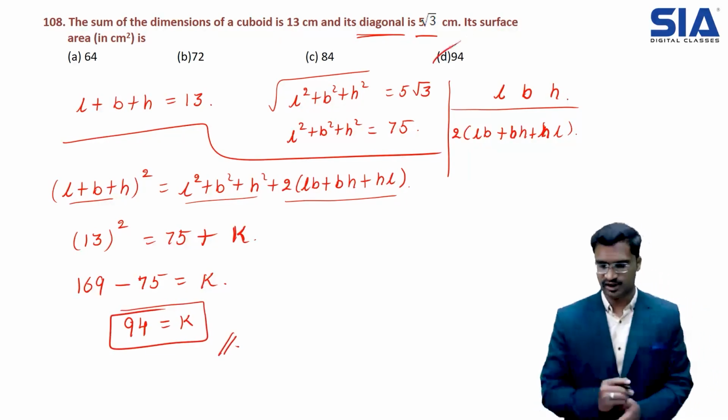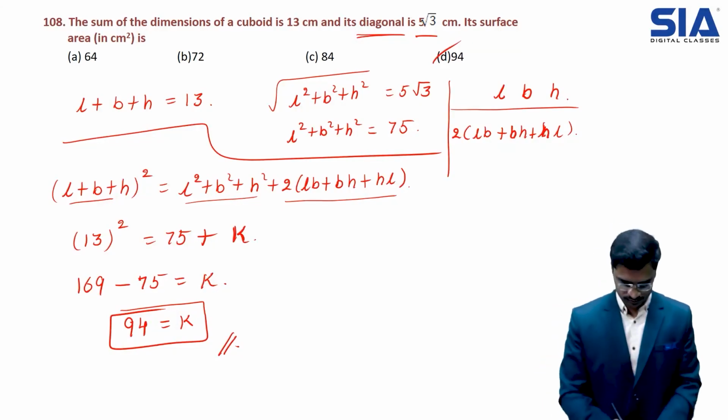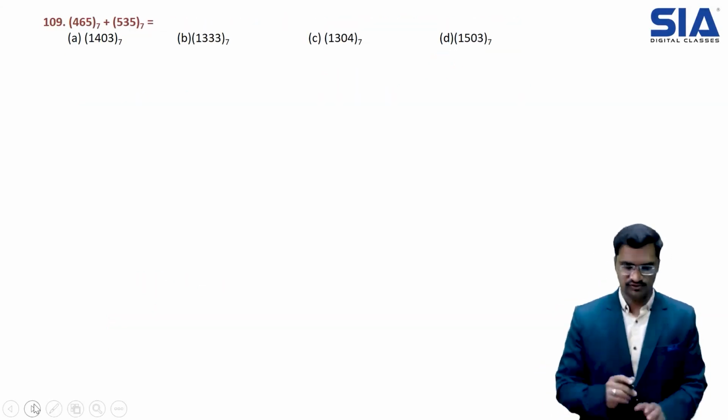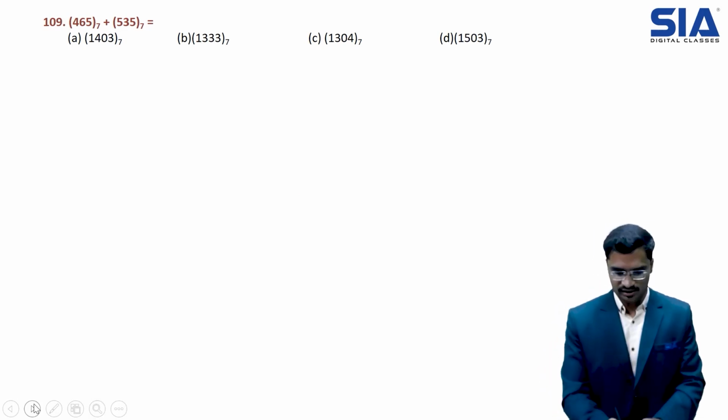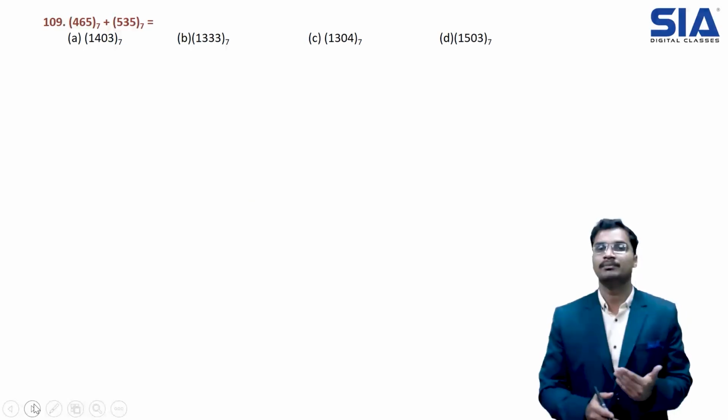94. So our answer is 94. Okay. Now coming to the next question, which is 465 base 7 plus 535 base 7. So here the numbers are not normal numbers, they are base 7 numbers.